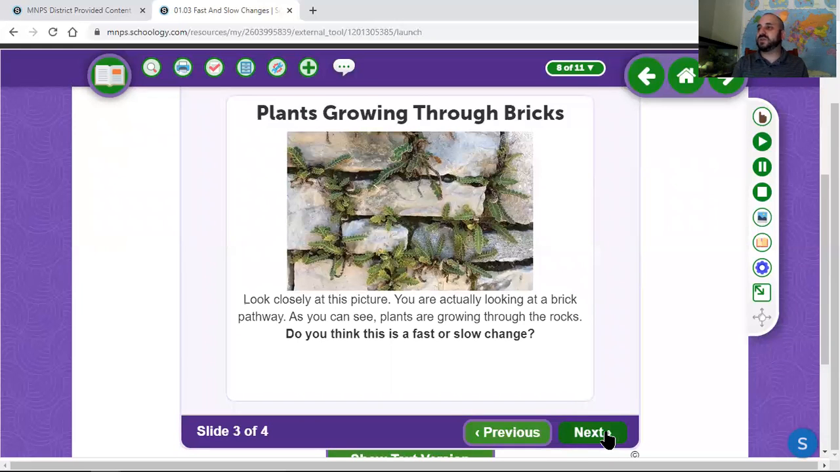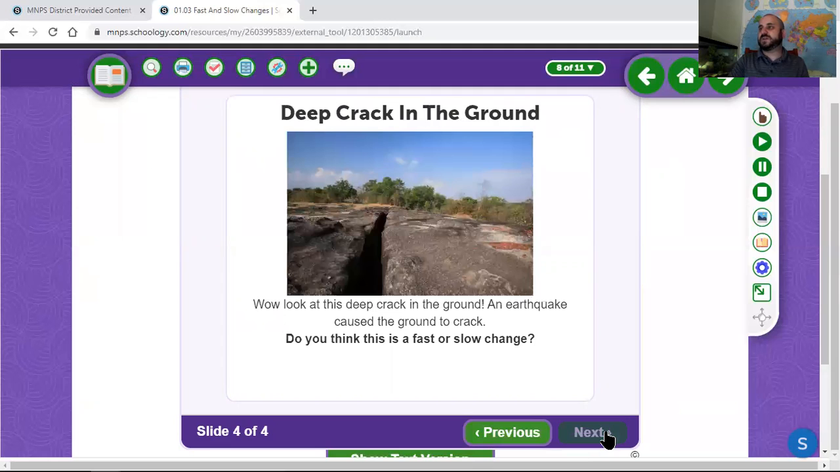Plants growing through bricks. Look closely at this picture. You are actually looking at a brick pathway. As you can see, the plants are growing up between the rocks. Do you think that this was fast or slow? And finally, a deep crack in the ground. An earthquake caused the ground to crack. Do you think that this was a fast or a slow change? Now remember, if it was an earthquake, from one moment to the next, you could see the difference, which means that this was a fast change.